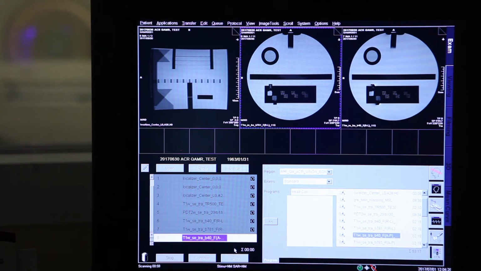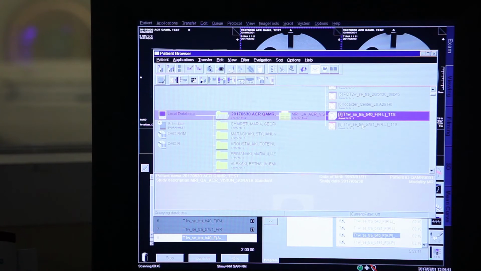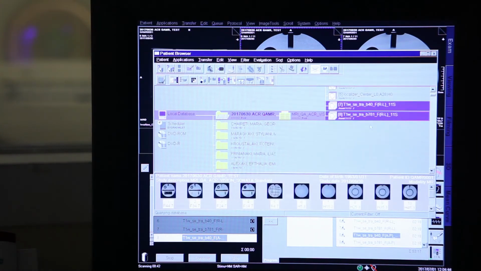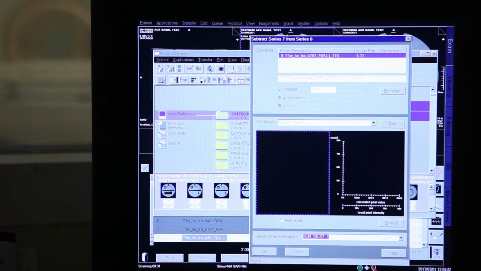So do we see the subtraction now? Yes, we can do the subtraction, of course, just to see it. Now, let's check and see what we can do here. We go to the browser, that's what we do. We take these two series of images and do a subtraction. An important thing to mention here is that you subtract 8 minus 7, which means you subtract the lower bandwidth from the higher bandwidth in this case. You can exchange it, but for the time being you're going to do it like this. And you test.